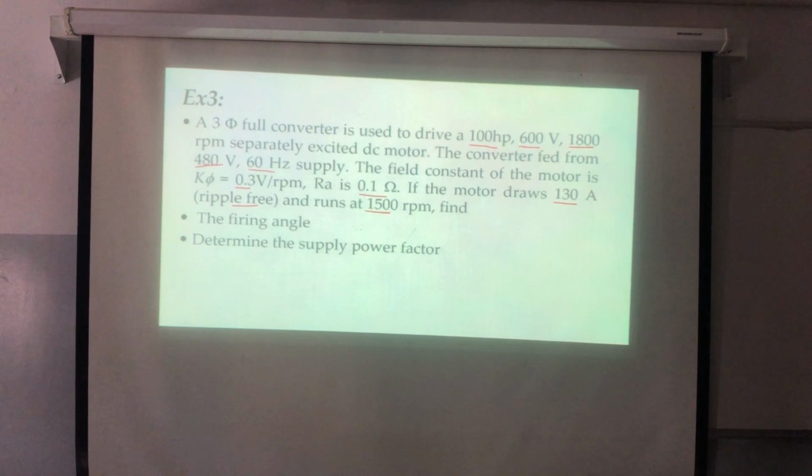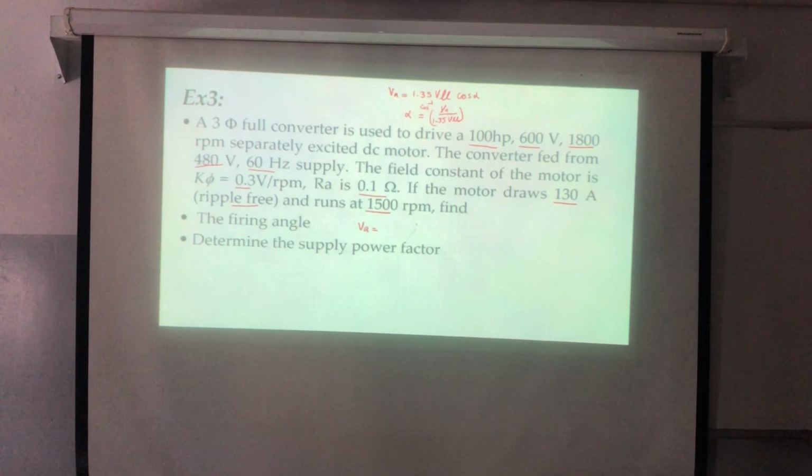So to find the firing angle, I know VA equals 1.35 times V line to line times cosine alpha. If I need to find alpha, it equals cosine inverse of VA over 1.35 times V line to line. So I need to calculate VA. So VA equals what?